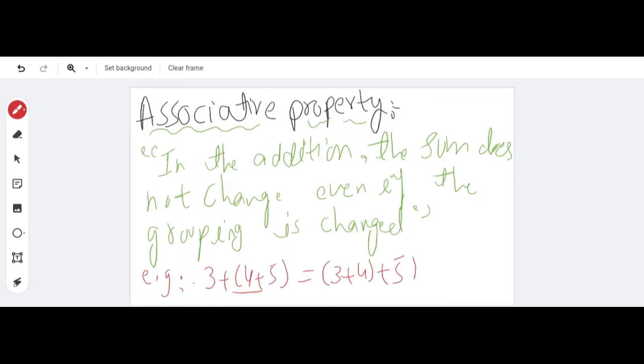And associative property. In addition, the sum does not change even if the grouping is changed. If I just change the bracket from the first two numbers to the last two numbers, my answer will be the same, like in this example. Okay?